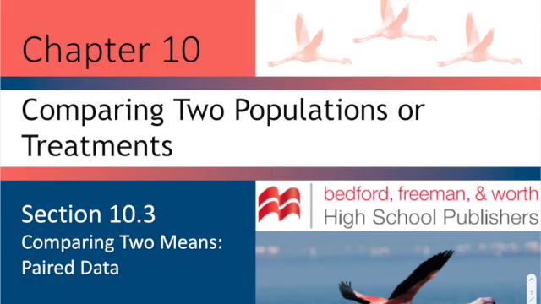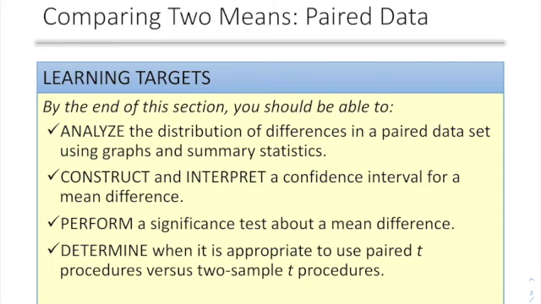The last section of Chapter 10 is still comparing two means, but specifically with paired data. So this is going to be broken up into 3 videos. We're going to analyze the distribution of differences in the paired data set using graphs and summary statistics, and we're going to look at confidence intervals. Then there'll be a video strictly on significance tests, and then one on determining when it's appropriate to use paired t procedures versus 2 sample t procedures.